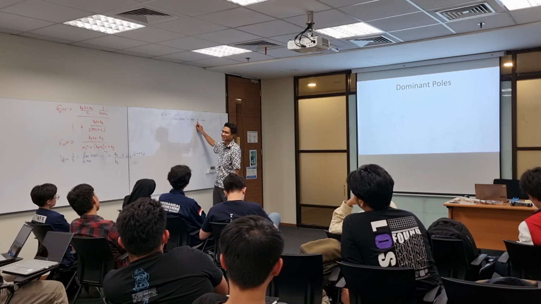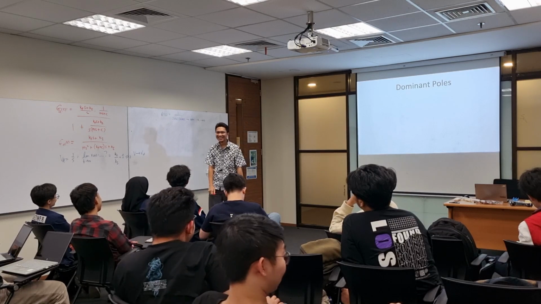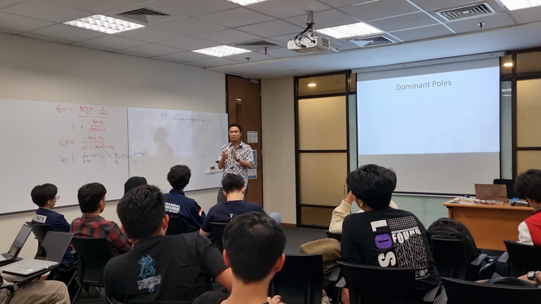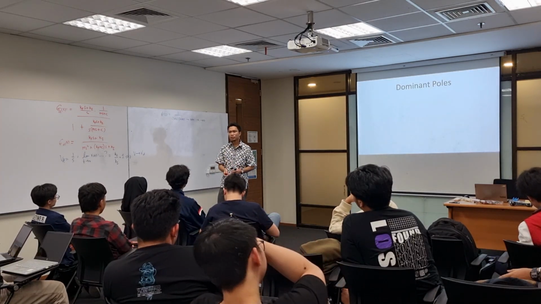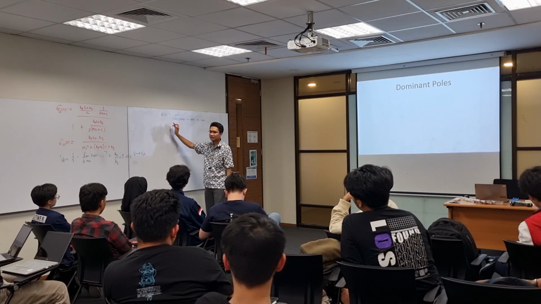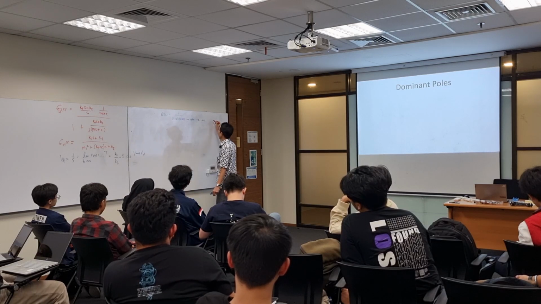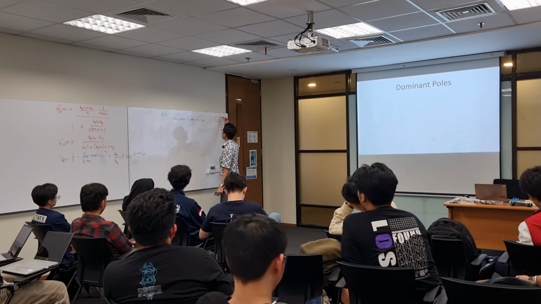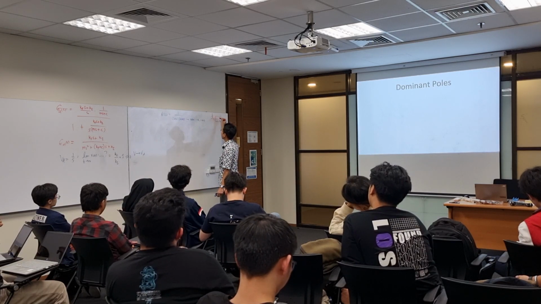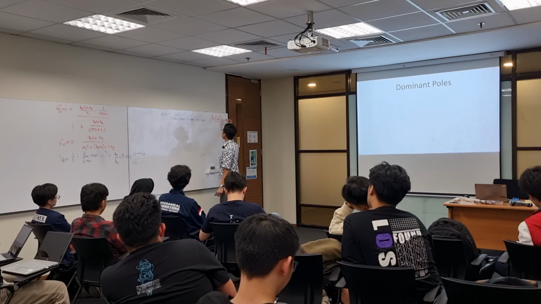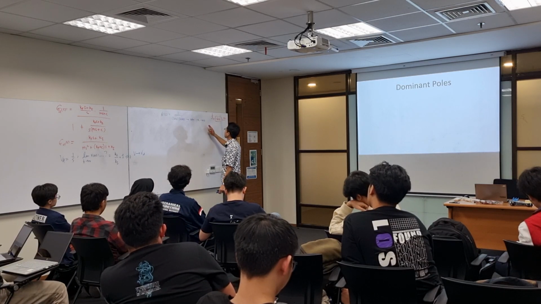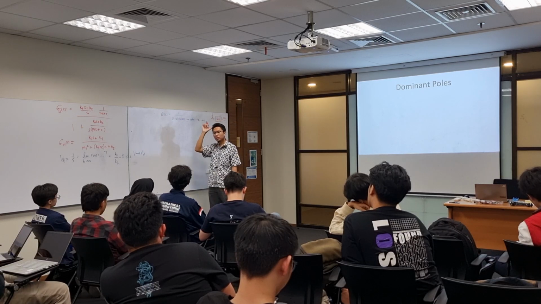The closer it is to zero, the more dominating the pole is. So how do we see it? Let's say we apply a step input, 1/s, to the system. Step input. So what do you think we will get?